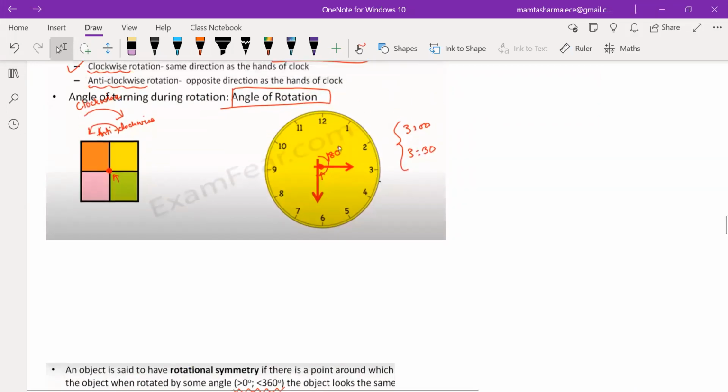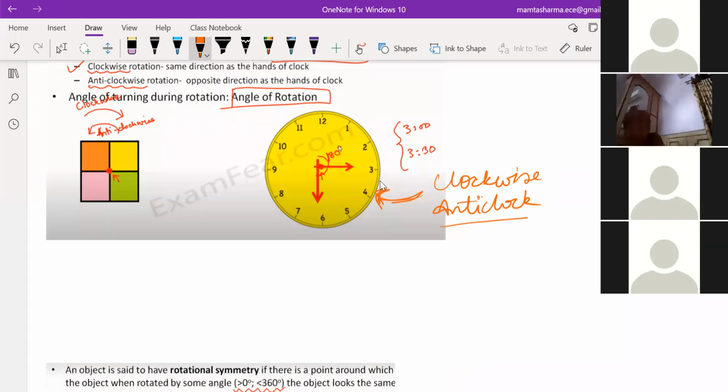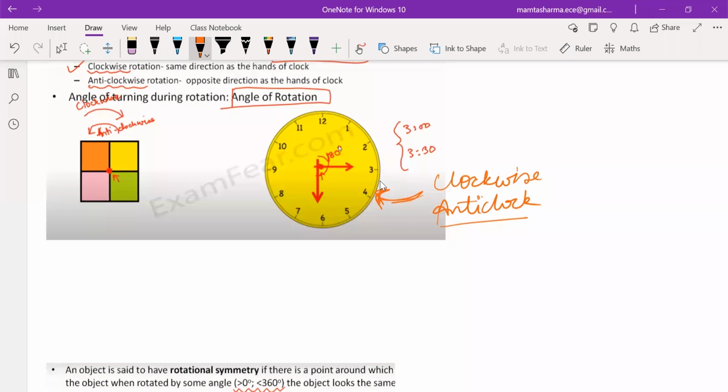If I say I am moving clockwise, what is the meaning of clockwise and anti-clockwise? Ma'am, anti-clockwise means left side. Not left or right. It is rotational. With reference to a clock. Ma'am, clockwise is coming from 12, 1, 2, 3. But anti-clockwise is coming from 12, 11, 10, 9.